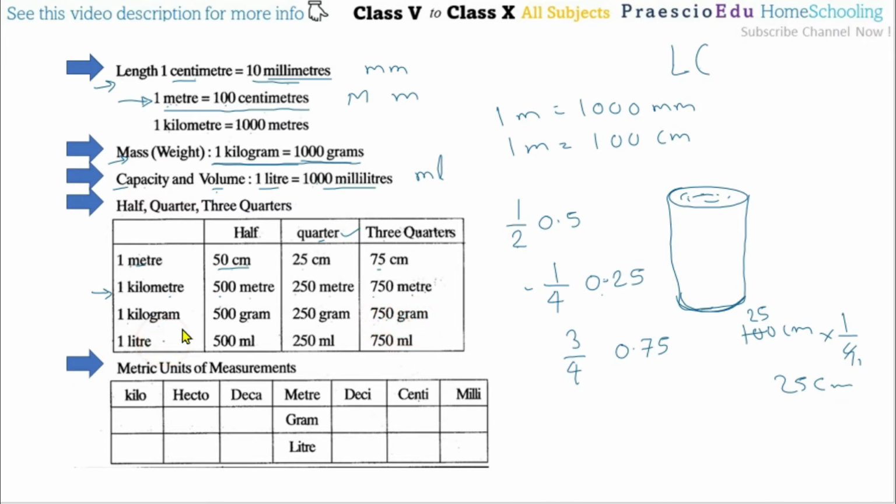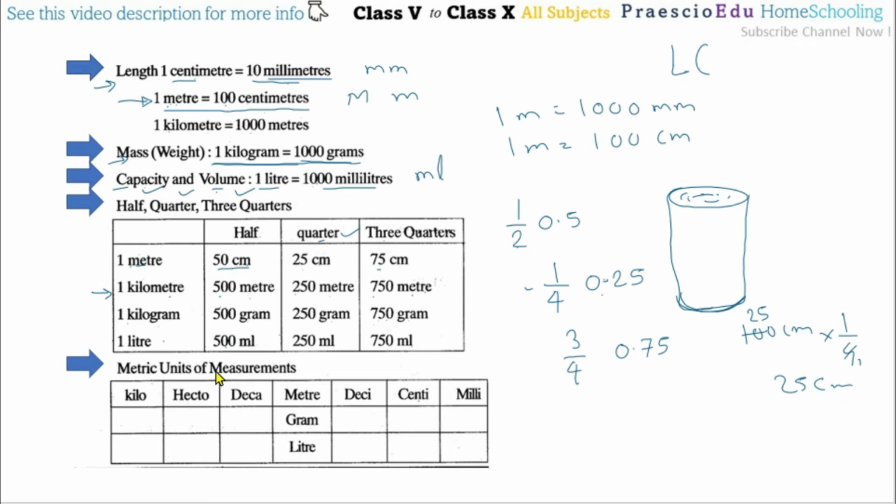For a liter, half liter is equal to 500 ml, quarter liter is equal to 250 ml, then 3/4 liter is equal to 750 ml. Okay, so please understand this half, quarter and 3/4.